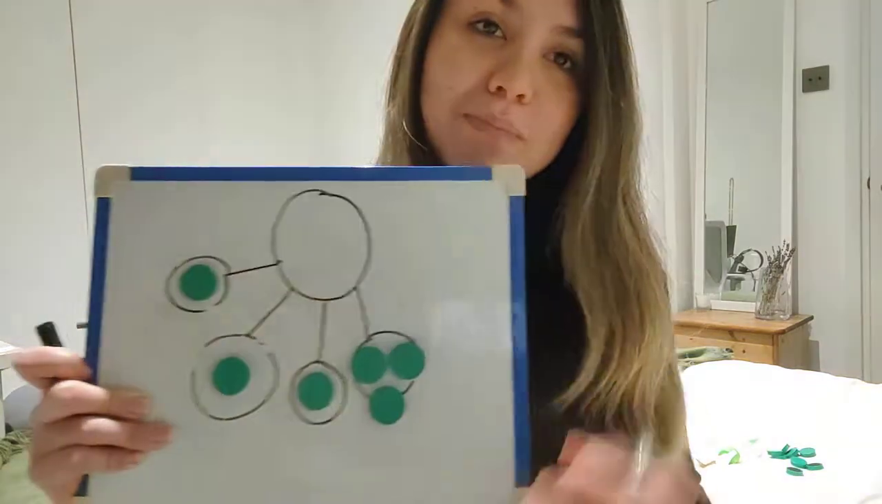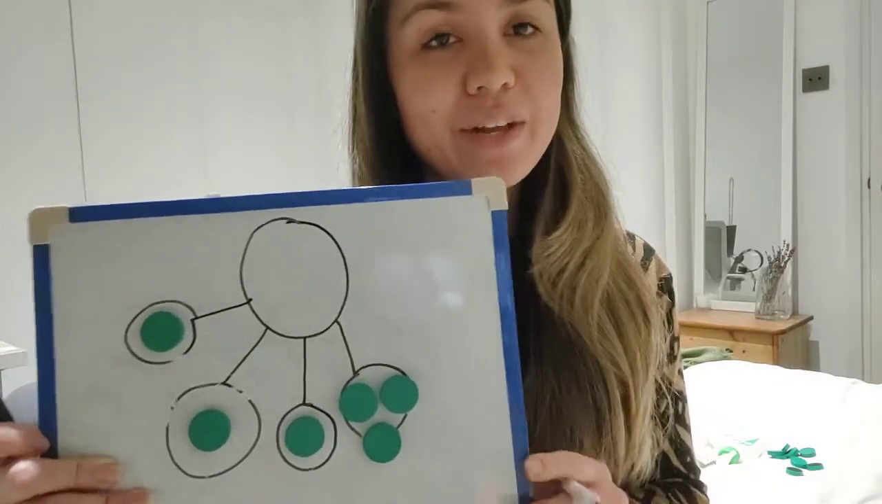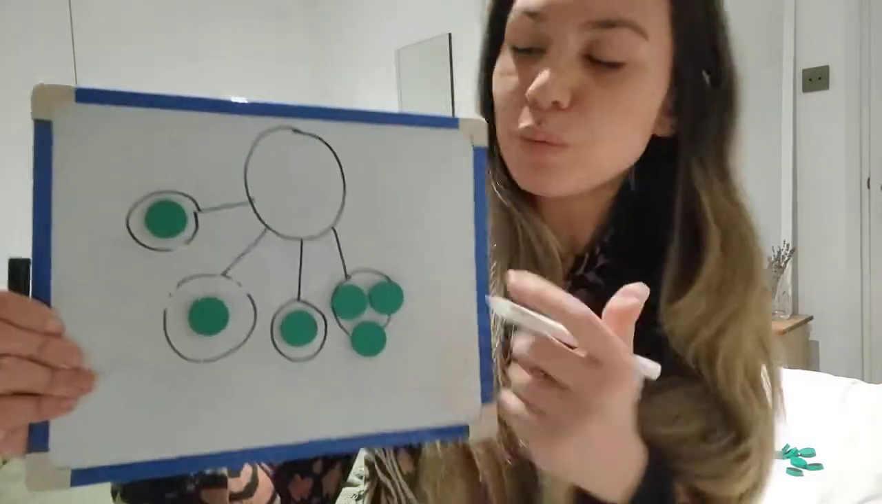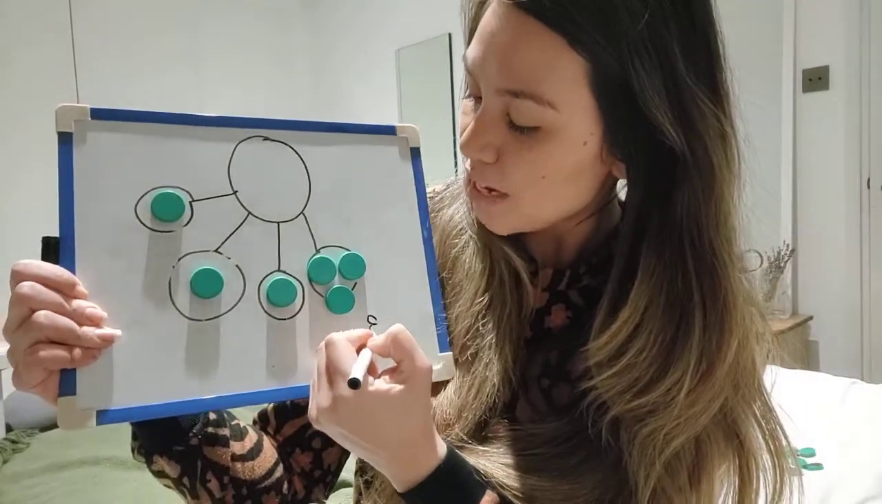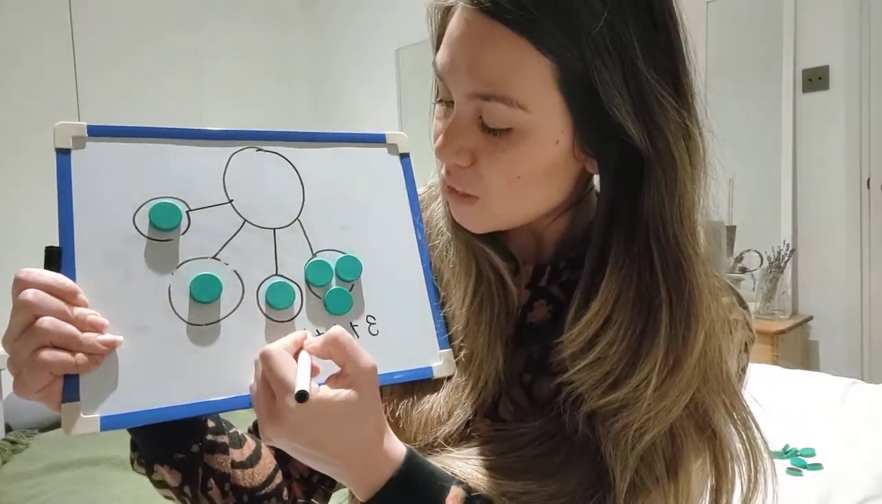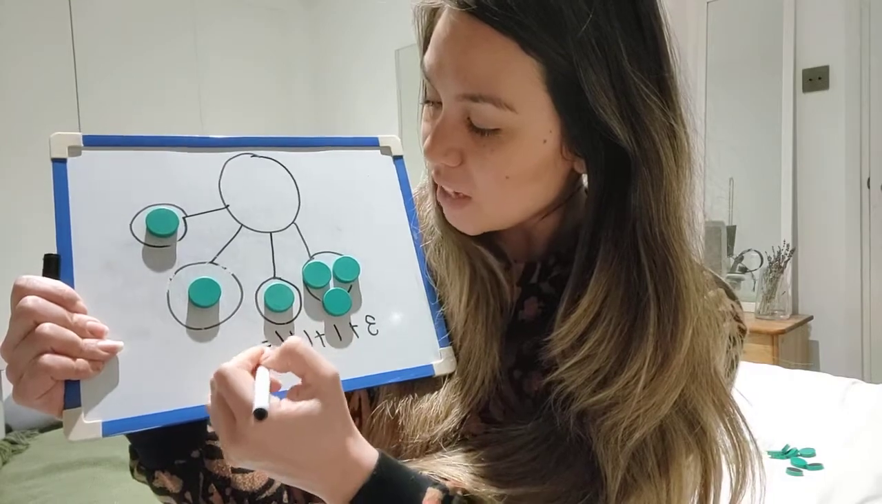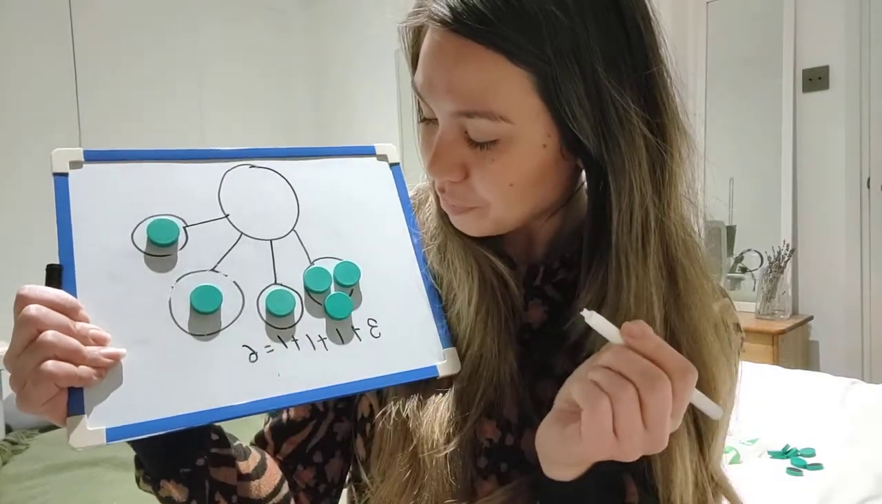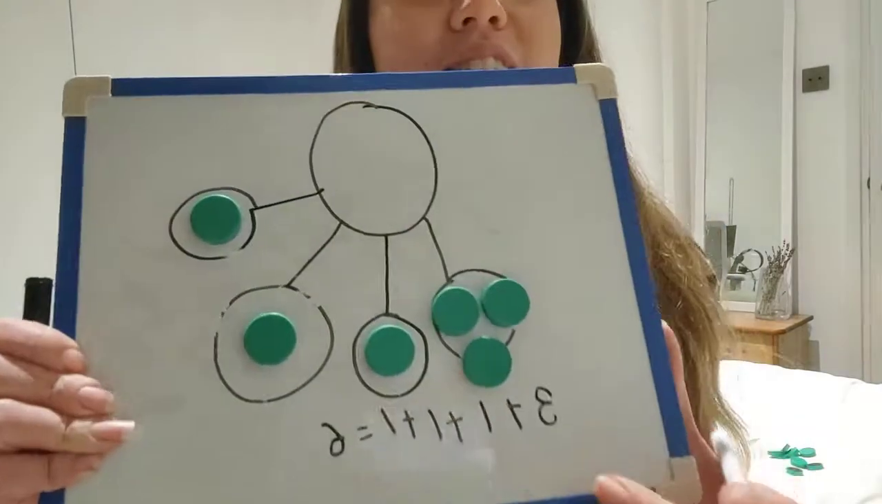Okay, and some of us might be even ready to move on to abstract. So that's when we start writing our number sentences. 3 plus 1 plus 1 plus 1 equals 6. And they're backwards.